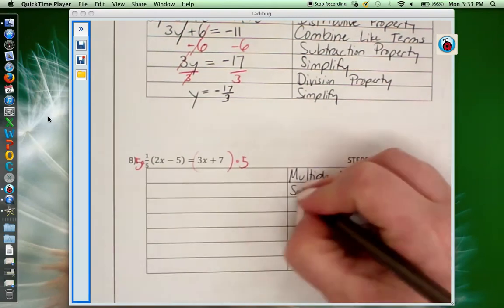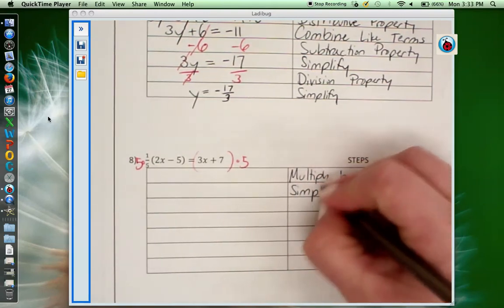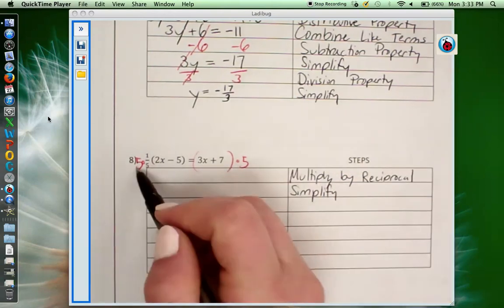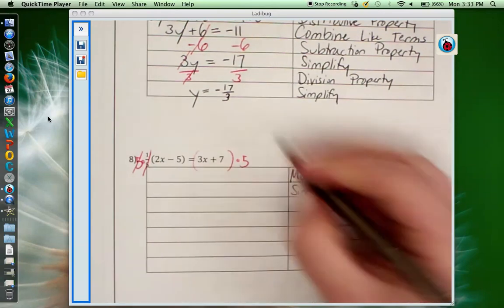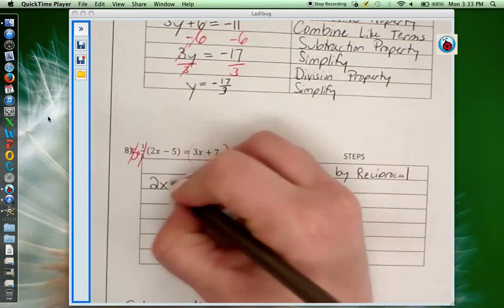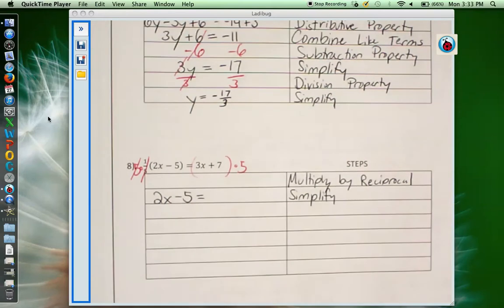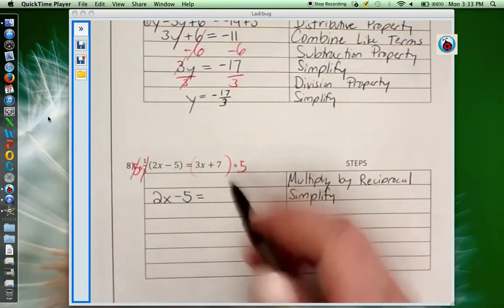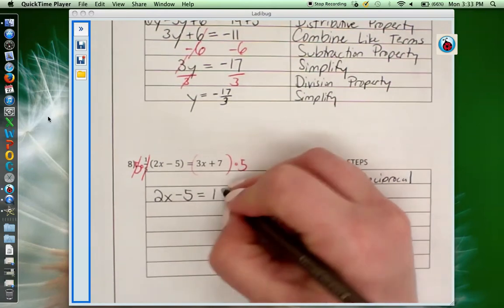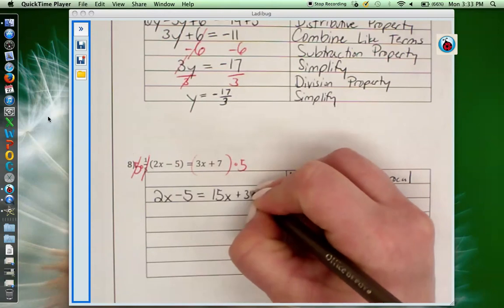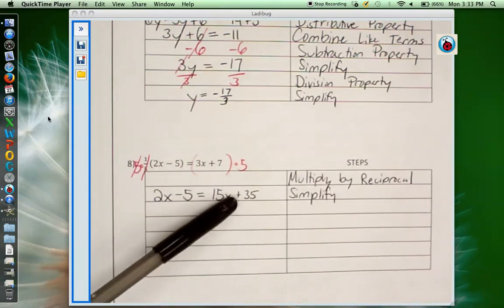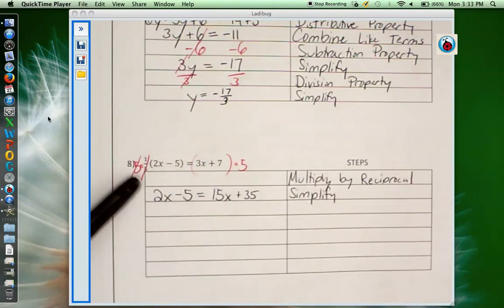And then I'm going to simplify that multiplication. The 5 times 1/5 totally cancels out. That's gone. Boom, boom. That leaves me on the left side with 2x minus 5. Way better. On the right side, now I have to distribute 5. So 5 times 3x is 15x. 5 times 7 is 35. So I have bigger numbers here because of the multiplication, but at least I don't have a fraction to deal with.